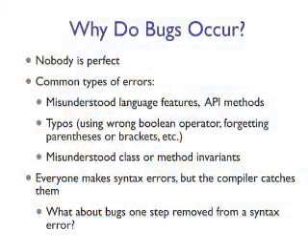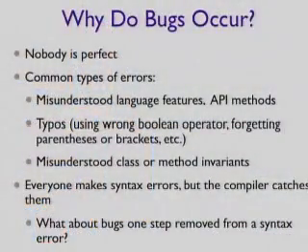Nobody's perfect. There are lots of common types of errors: misunderstood language features, API methods, typos. We see a lot of that. People just use the wrong Boolean operator. They forget parentheses or braces, or they put in an extra set of parentheses. Misunderstood class and method invariants. Everybody makes syntax errors, and you depend upon your IDE or compiler to catch them. And the question is, what about a typo that results in another semantically valid program, but one that's still wrong?